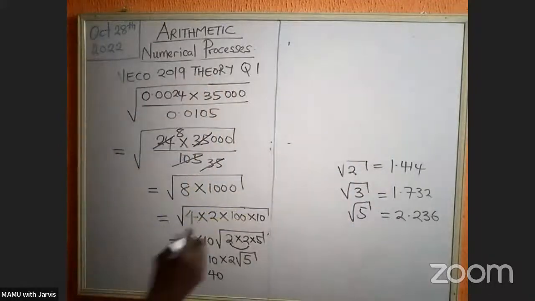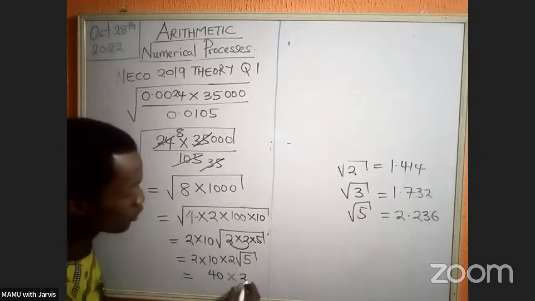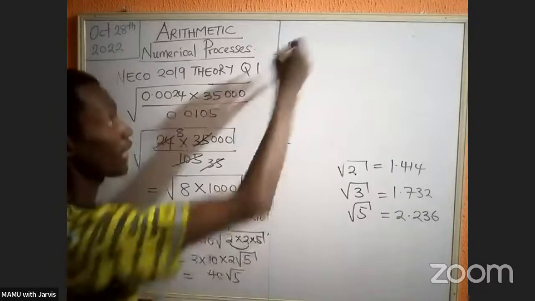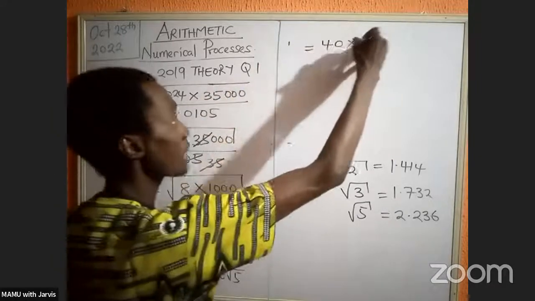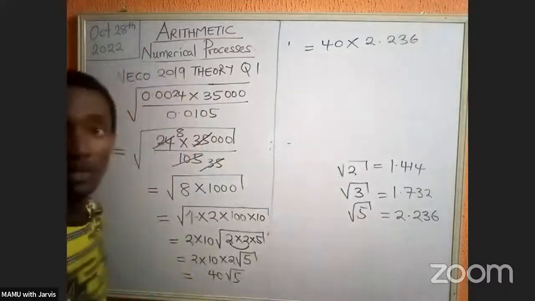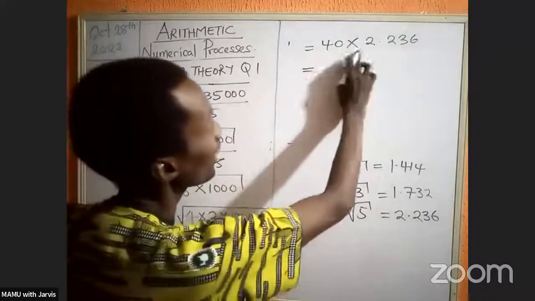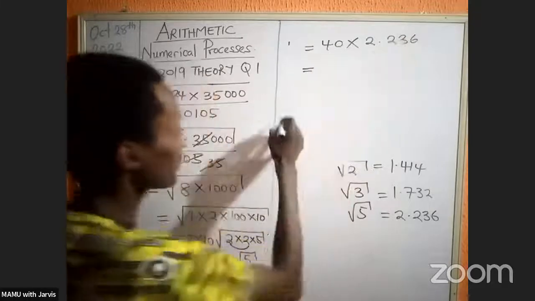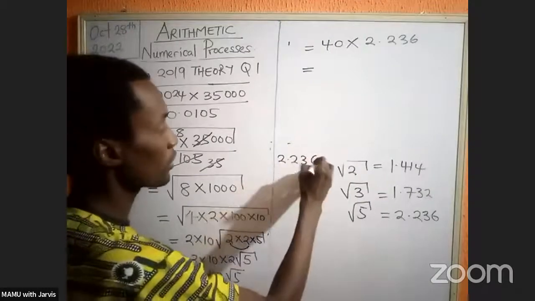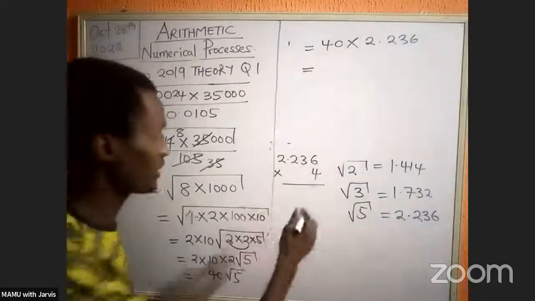And what I'm going to have will be something like saying, okay, times root 5, say 40 root 5, and that will be equal to 40 times 2.236. What does that give you? That would be like saying 4 multiplying this. So I'll just come somewhere. Remember that I don't want to use my calculator. So if you're using your calculator, you most likely will be faster than this.